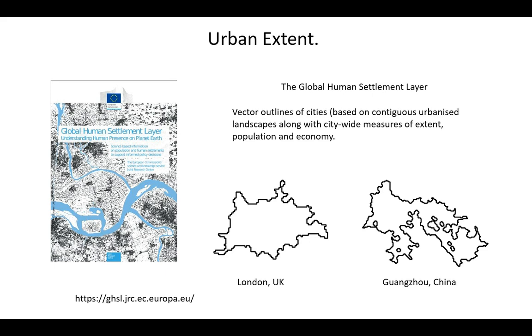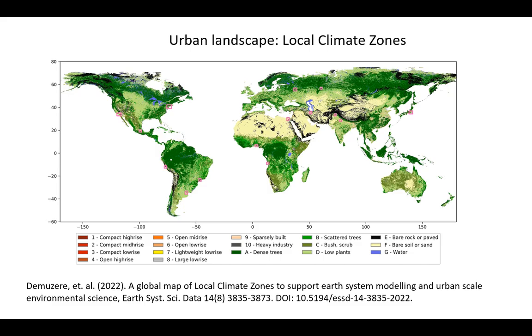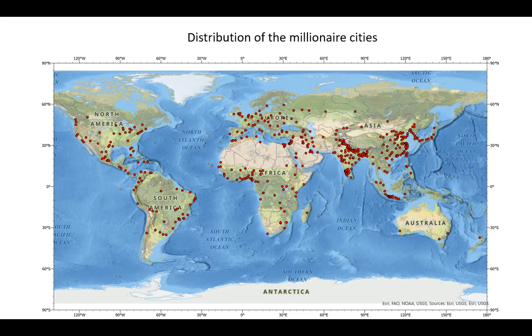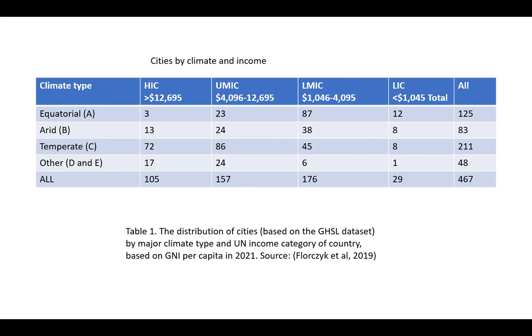This is an overview of our dataset. This is the local climate zone and global. This is a distribution of all the millionaire cities in the world. And we have some basic statistics of millionaire cities, their climate type and their income level, high income, upper medium income.